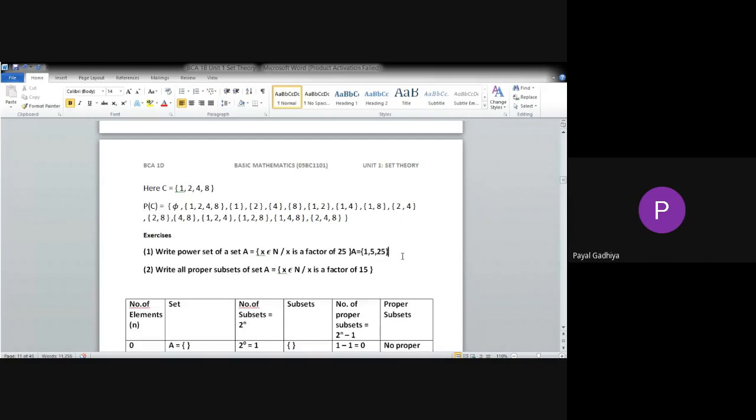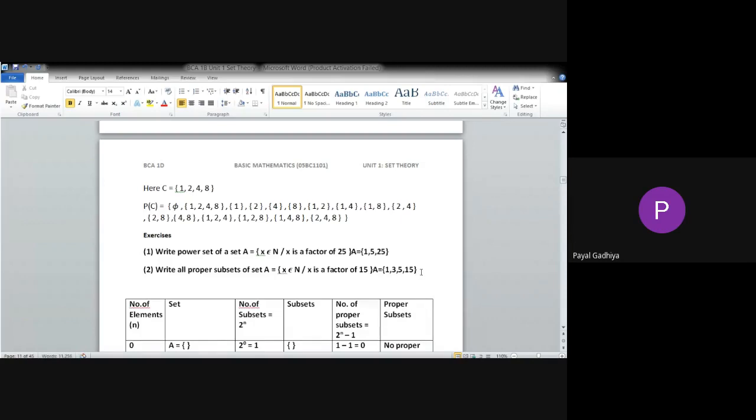Okay, now the next exercise is: write all proper subsets of a set X, where X belongs to N and X is a factor of 15. So what are the factors of 15? 1, 3, 5, 15. Yes, there are 4 factors: 1, 3, 5 and 15. So here I'm writing on the screen: 1, comma 3, comma 5, comma 15.